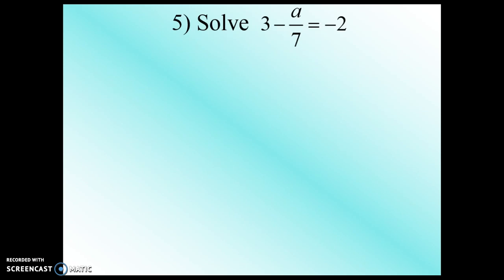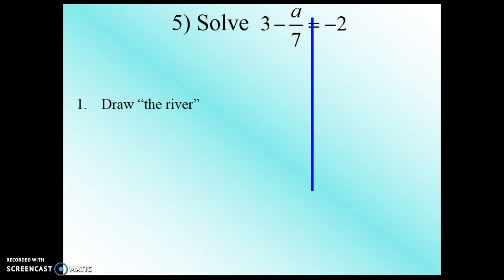Our next problem. 3 minus a over 7 equals negative 2. So now we see our variable is in a fraction, and now it's not at the beginning of the equation, it's in the middle of the equation, which still works for us. So let's draw that river.